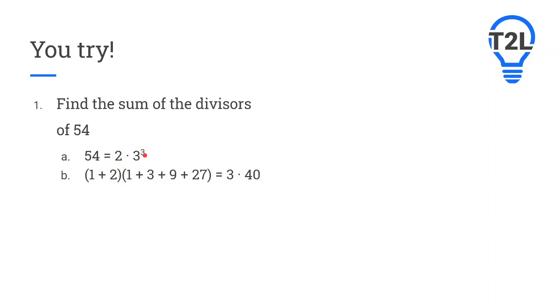And then do the same thing with 3. So 3 to the 0 is 1, 3 to the first is 3, 3 to the second is 9, and 3 to the third is 27. Add them all up individually within the parentheses. And then once you get the sums, you just multiply the sums to get 120.